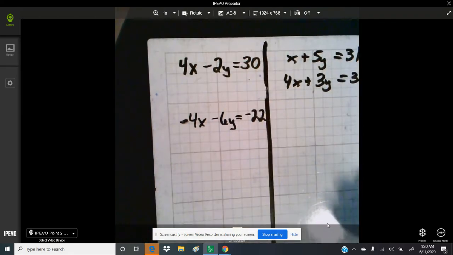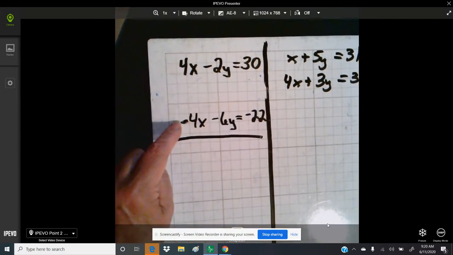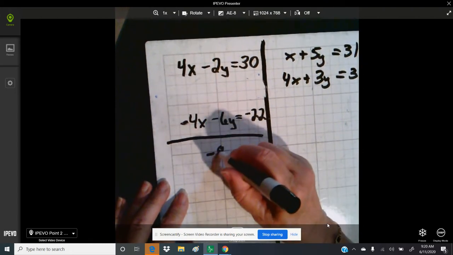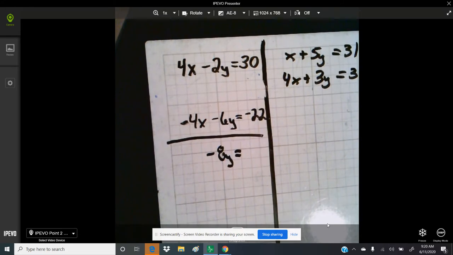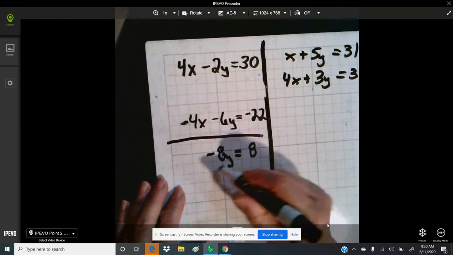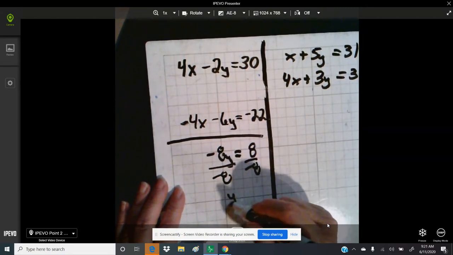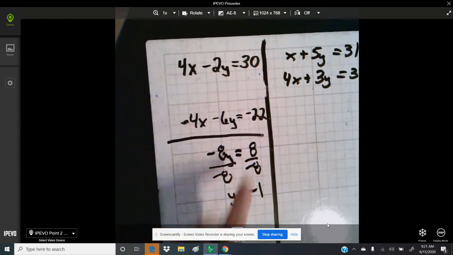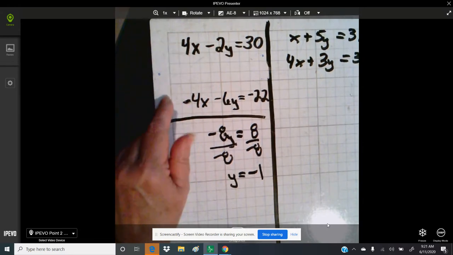All right, so if I add these two equations, this 4x and this -4x will add to 0. -2y minus 6y will give me a -8y. And a 30 minus a 22 will give me a +8. So if I'm solving this, I'm going to divide by -8. And I now know that y is -1. But don't forget, you have an x and a y, so you can't stop here. So you're going to take this -1 and plug it into either one of these equations.